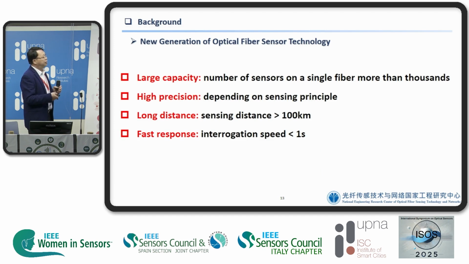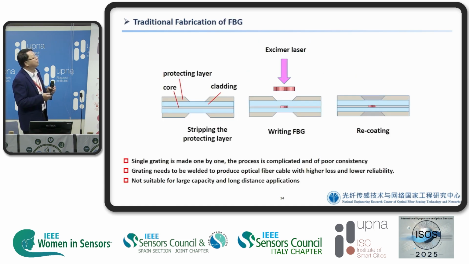So nowadays, people want all these possibilities, including large capacity and also high precision, like long distance and fast response. How can we make that in one? So normally, as we know, for the traditional FBGs, you first have to remove the coating, and then with the laser write the FBGs, and then you recoat. That's actually a mature technology. It's good, but for large applications it is somehow limited.